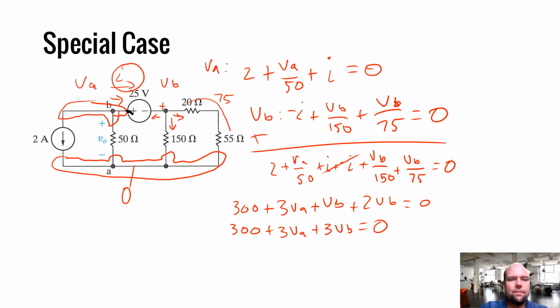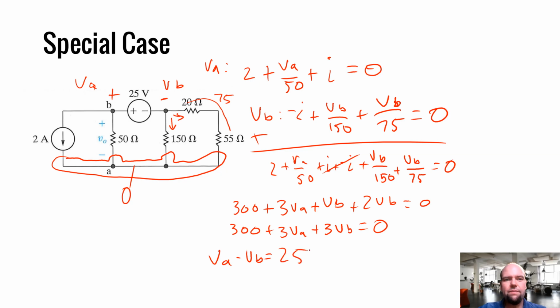Clean this up a little bit. I probably shouldn't have done that. Yeah, so it's saying basically that VA minus VB is going to be 25. So that's our other equation. VA minus VB equals 25. And now this is something that we can substitute into our expression.